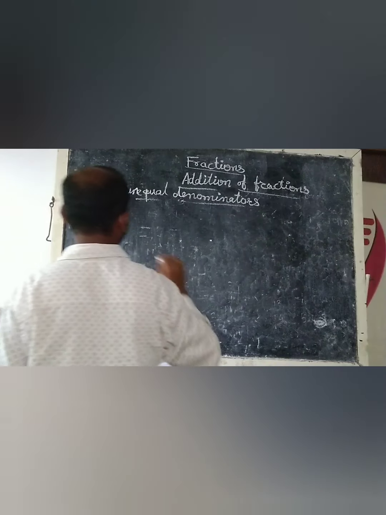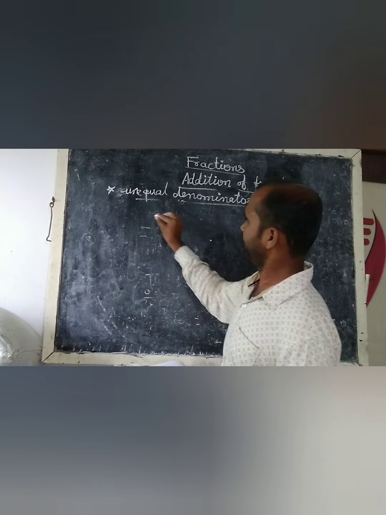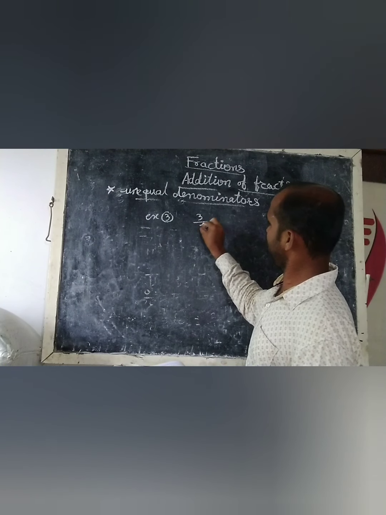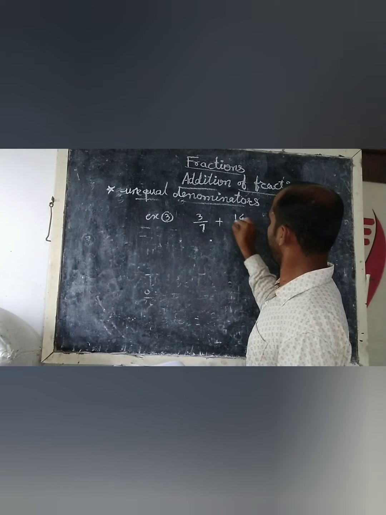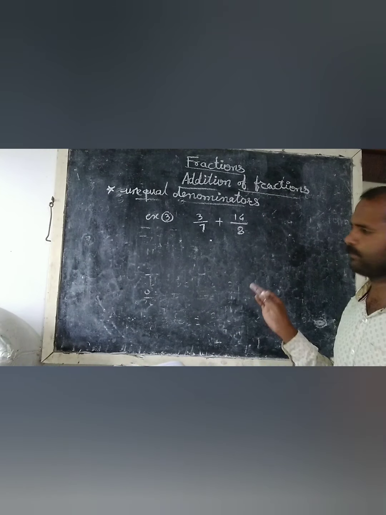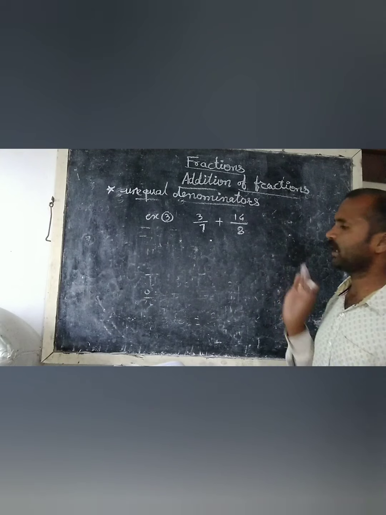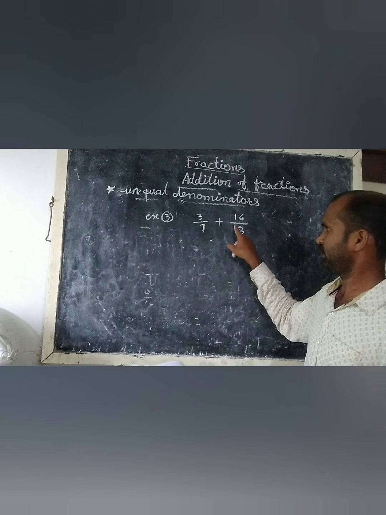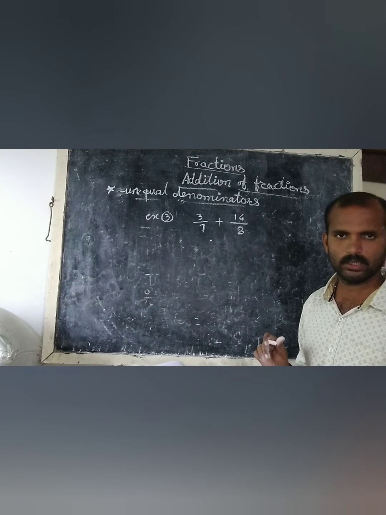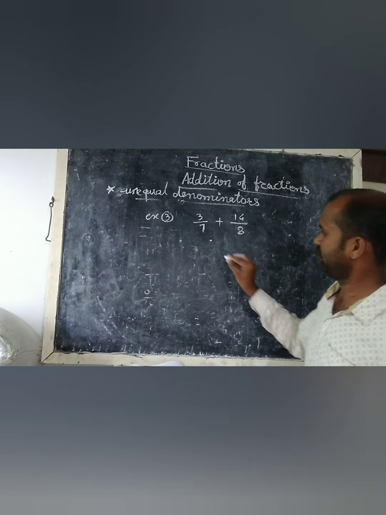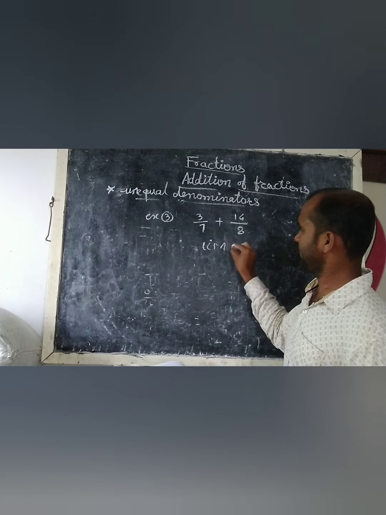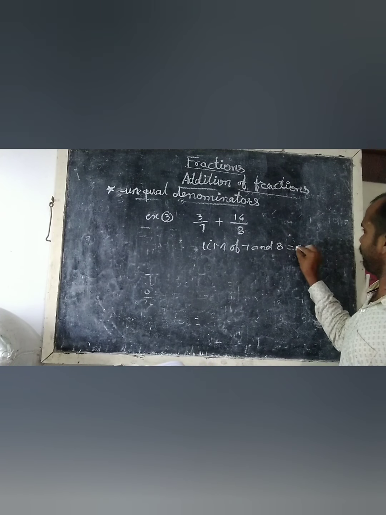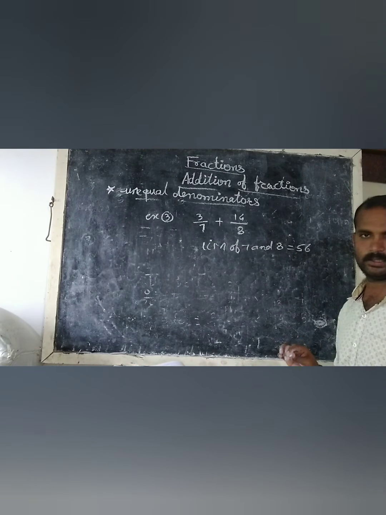With unequal denominators, how to add? 3 upon 7 plus 14 upon 8. This is a simple example. Now there are two methods. Either find the cross product of these and make the denominators equal, or find the LCM of the denominators. If we find the LCM of 7 and 8, it will be 7 eights are 56.